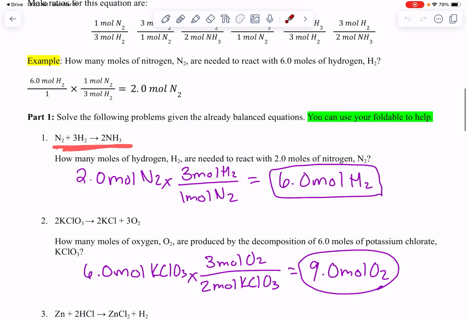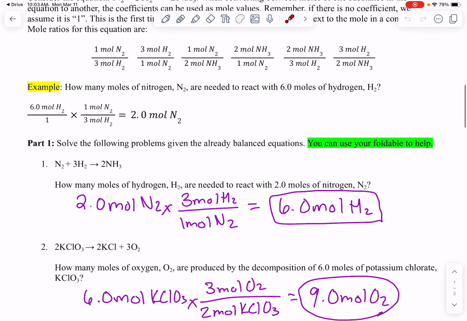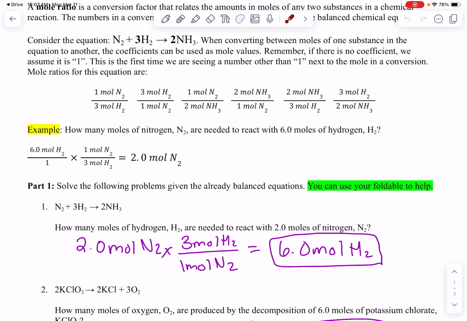So in this problem here, we started with 2 moles of nitrogen, that was our given, and we know that we can get to moles of hydrogen through this mole ratio. So the 3 moles of H2 comes from the fact that there's a 3 in front of the H2 for the coefficient, and there's no coefficient in front of N2, so we just assume that it's a 1. That's how that works. And again, you have access to this. You can go through some of them yourself, but this is mole to mole, when you're going between moles of one substance to moles of another substance.